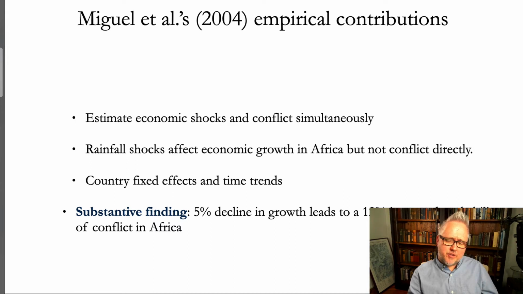They also say that in order to control for omitted variables, you want to be able to include proxies for those things about a particular country you can't measure, or the particular time that you're looking at those countries. So they include country fixed effects and year fixed effects, which are basically a way of saying we know there's something about countries that we're not capturing in our models, or some effects of time. We don't know what those things are. We're just going to put in dummy variables for those and then control for those factors to be able to focus on what we really care about. Their main substantive finding is that a 5% decline in growth leads to a 12% increase in the probability of conflict in Africa.